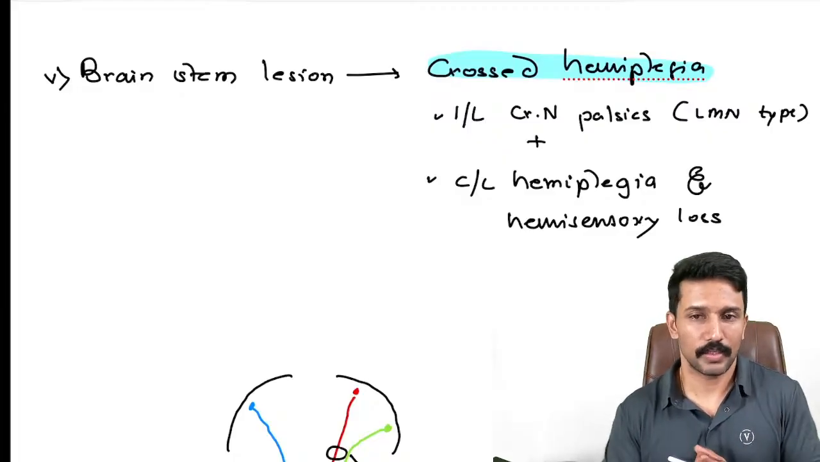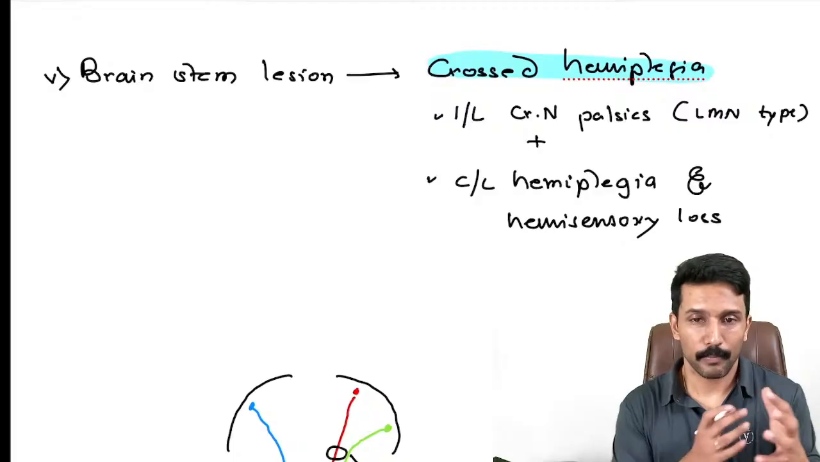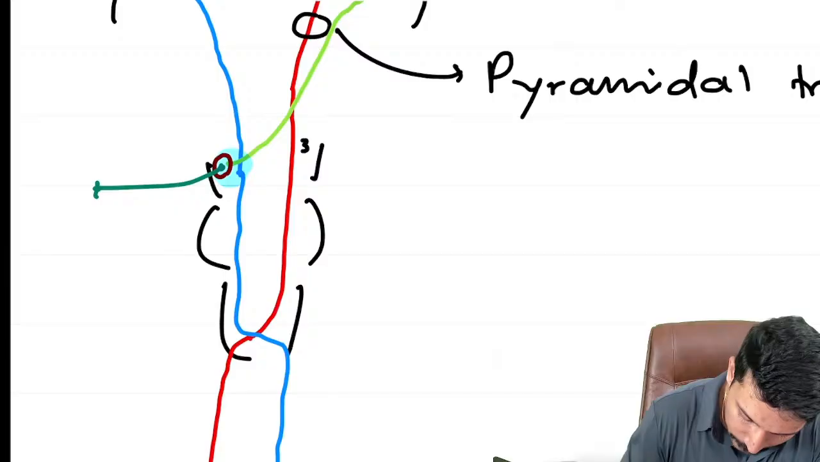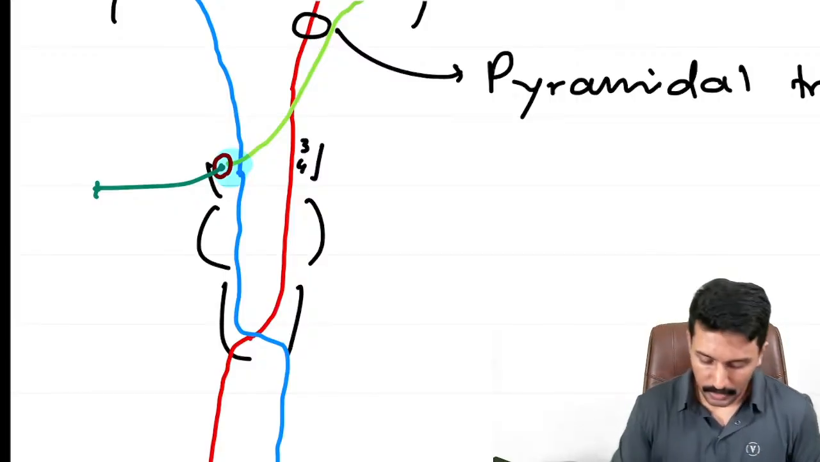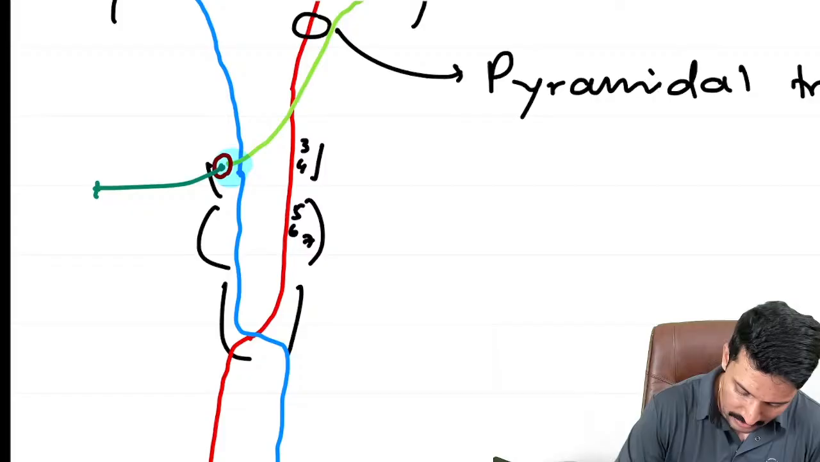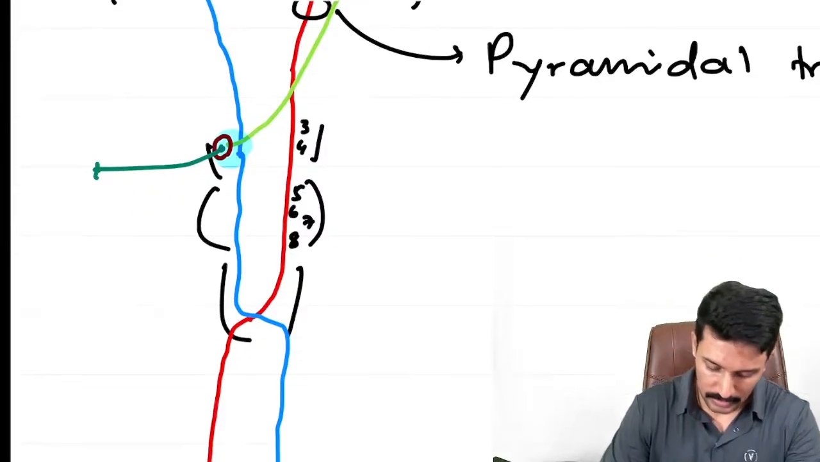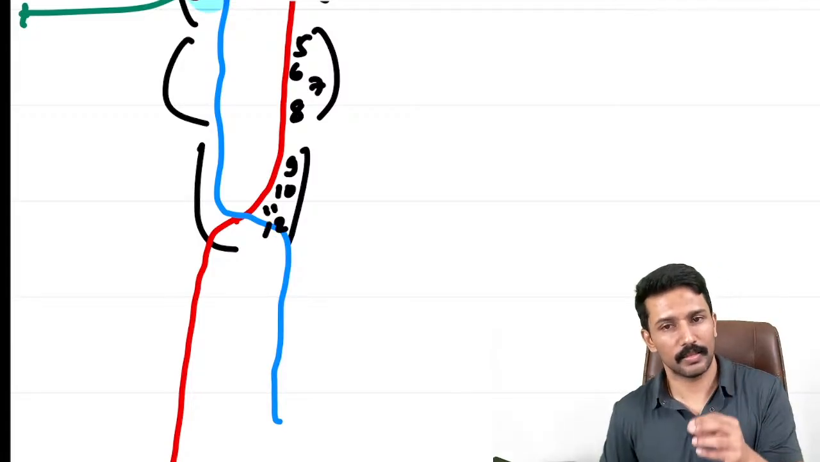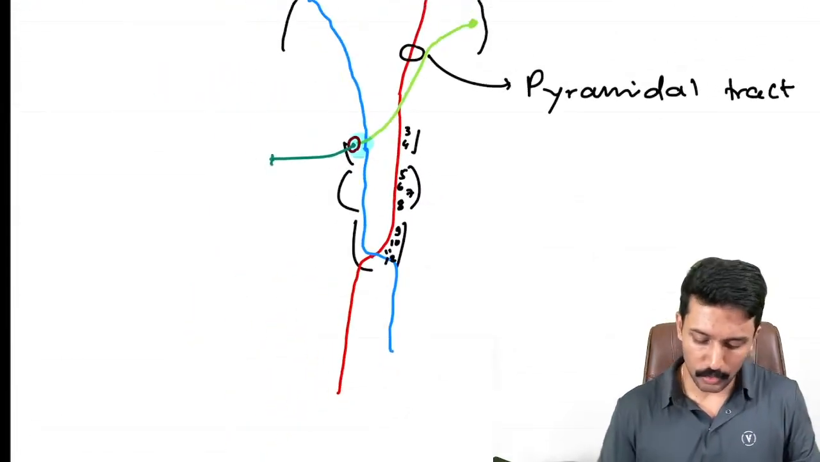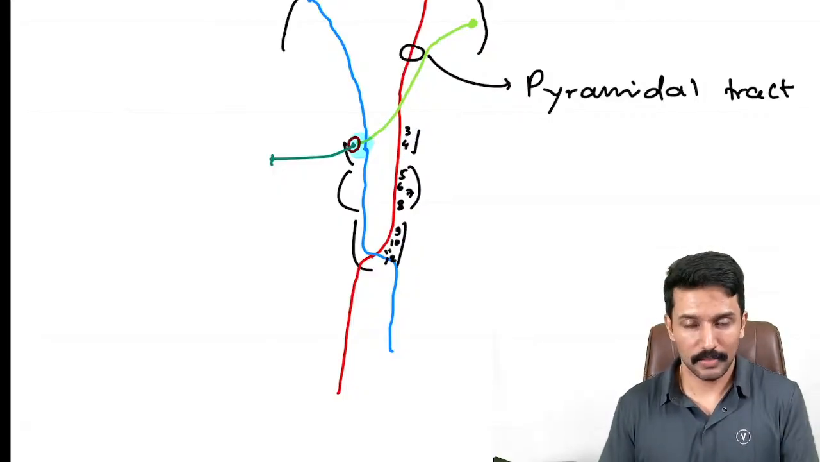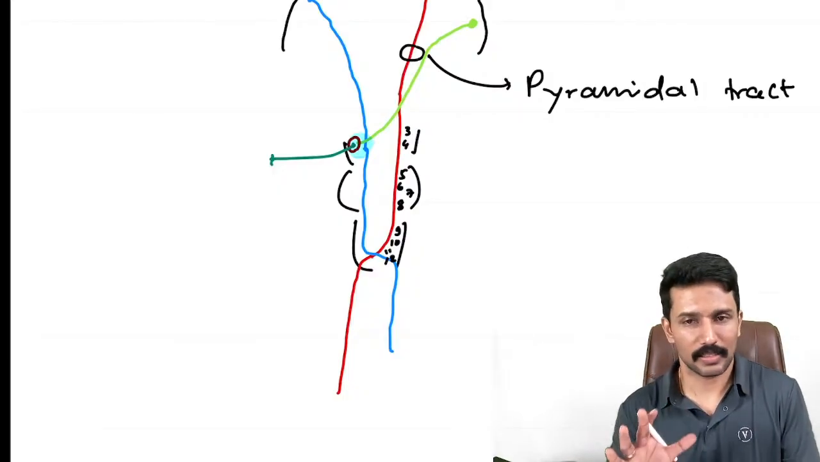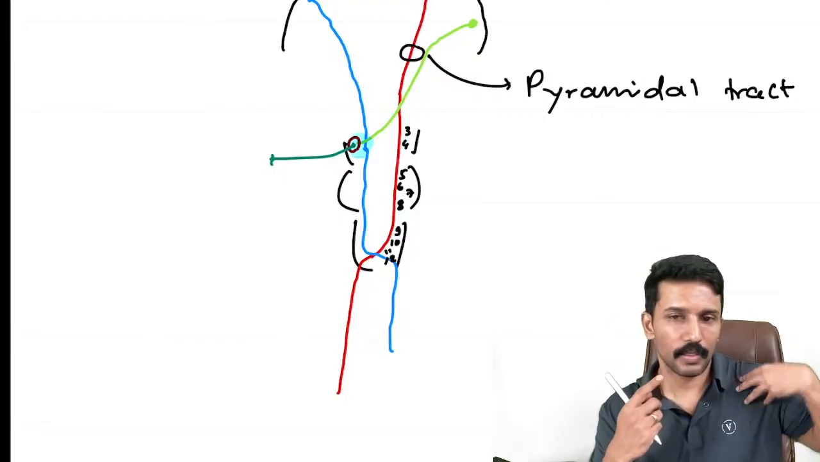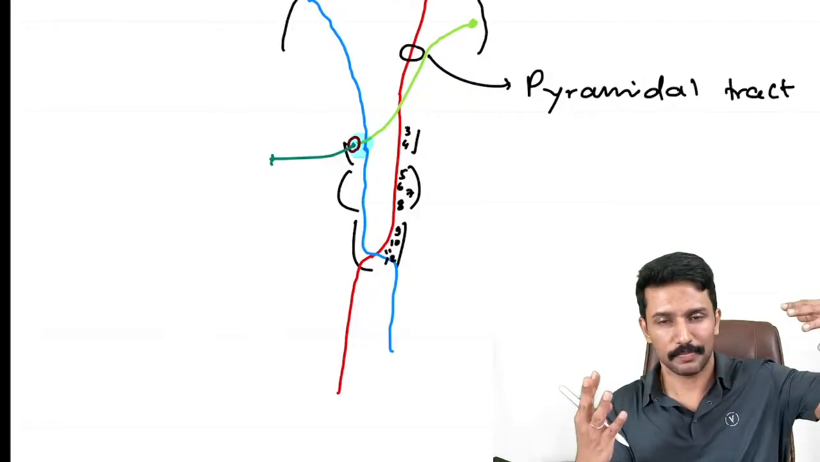And I think I've also told you that you can localize precisely which part of the brainstem is affected, because you know that cranial nerves 3 and 4 have their nuclei in the midbrain, and then 5, 6, 7 and 8 have their nuclei in the pons, and then 9, 10, 11, 12 have their nuclei in the medulla. So if any question is talking about, let us say, right third nerve palsy and left hemiplegia, it is classical crossed. Third nerve palsy is on the right, hemiplegia is on the left.